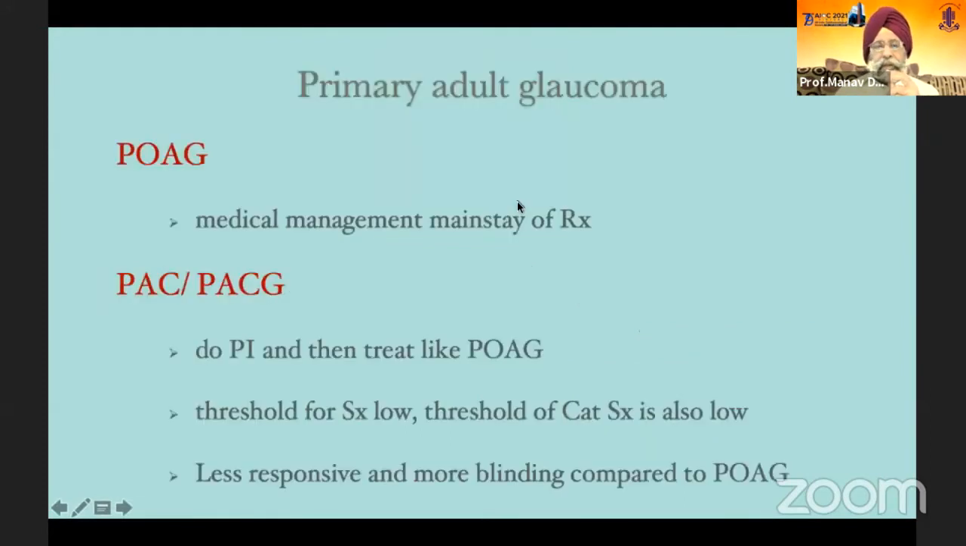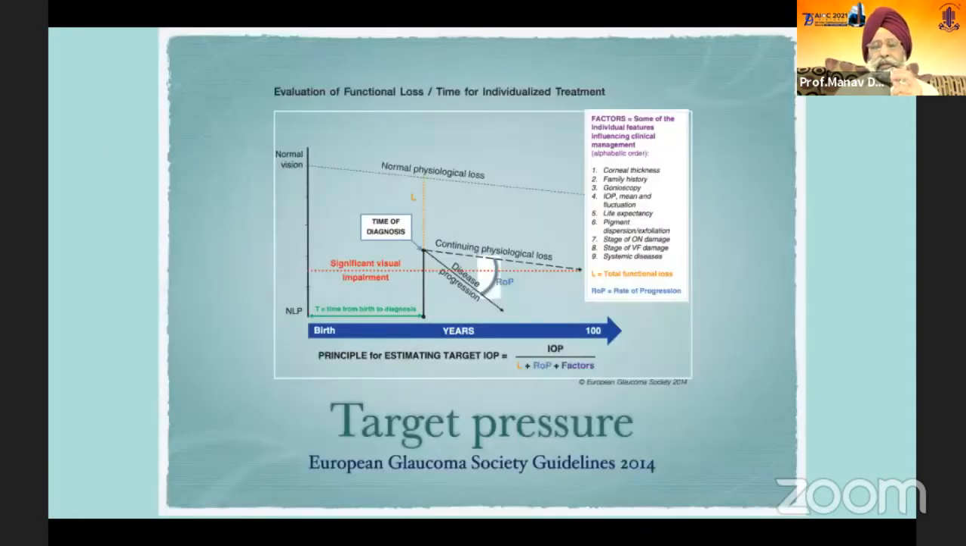Glaucoma is an earth medical disease and all the things are similar. In primary adult glaucoma, the basic treatment of primary open angle glaucoma is medical treatment. And in primary angle closure disease, after doing PI, it is the same thing, just like primary open angle glaucoma. However, this is less responsive to the treatment, so the prescription has to be accordingly.